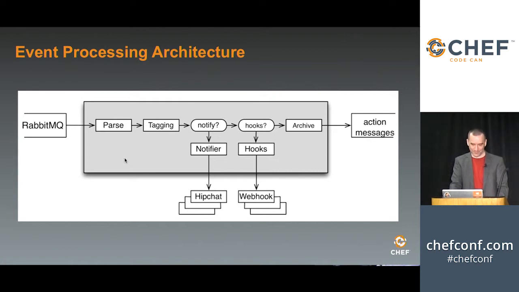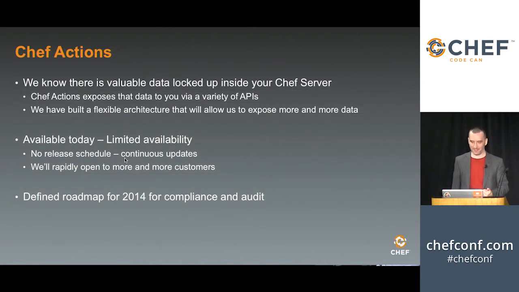Yeah. So really what we're focusing on is this flexible analytics pipeline that lets us plug things in and grow more capacity over time. We know there's valuable data locked up inside your Chef server right now. With Actions, we start to expose that to you with a whole range of APIs. It's not finished. It's not the final set of APIs. It's probably not the final set of data. But we think we've got an architecture that lets us, over time, incrementally release more and more data.